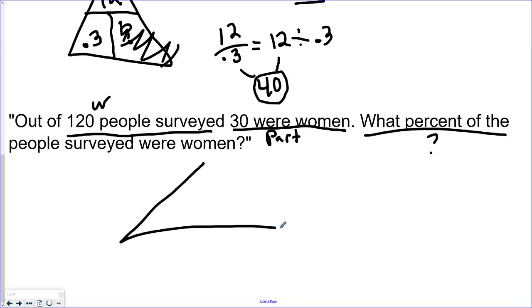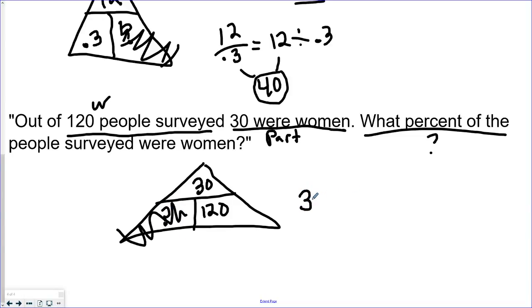So if we make our triangle, 30 people were women, so 30 is my part. 120 people total. I don't know what the percent is. So cross out the one I don't know. So now I have 30 divided by 120. Now again, be careful in how you write this out. It should be 30 divided by 120. It's top divided by bottom. So this should get you a pretty small number. So if I take 30 and divide it by 120, I get 0.25.